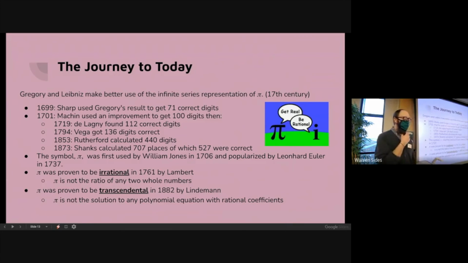In 1873, a mathematician by the name of Shanks calculated 707 places. Unfortunately, it wasn't until many years later that we realized he was only right up to the 528th one. And then someone's like, everything after that was wrong.